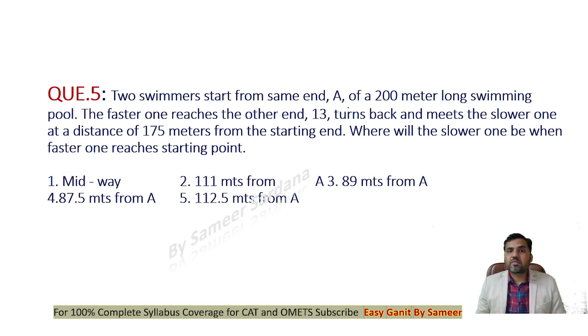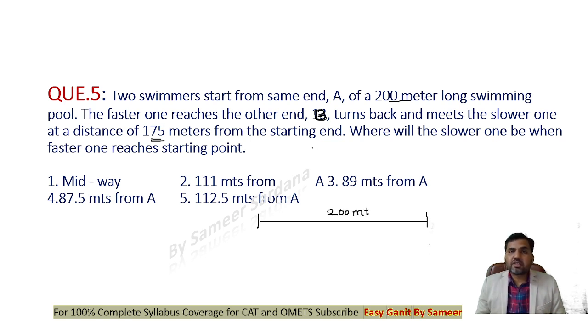Next, two swimmers start from the same end A of a 200-meter long swimming pool. The faster one reaches the other end B, turns back and meets the slower one at a distance of 175 meters from the starting end. Where will the slower one be when the faster one reaches the starting point? So guys, this complete swimming pool is of length 200 meters. We have a 200-meter length swimming pool, right?